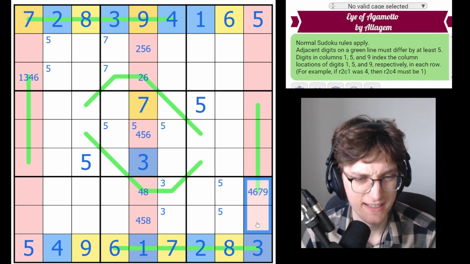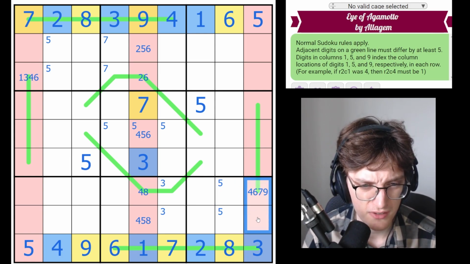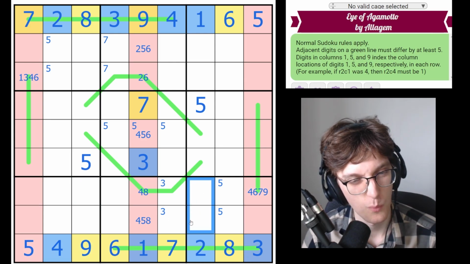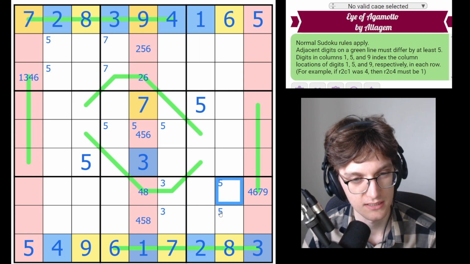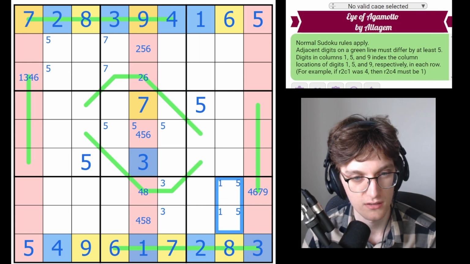Okay, I'm back at these lines. So we know that these can't be 1, 2, or 3 because of this box. And we know that 1 has to go somewhere in this box. And 1 can't also go here because it's being seen here. So 1 has to be somewhere in these 2 spots.